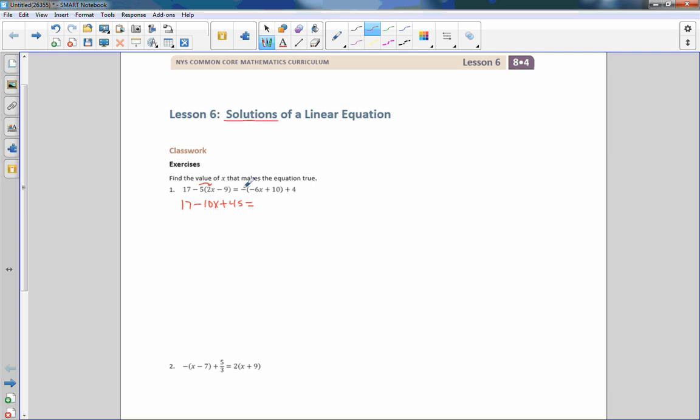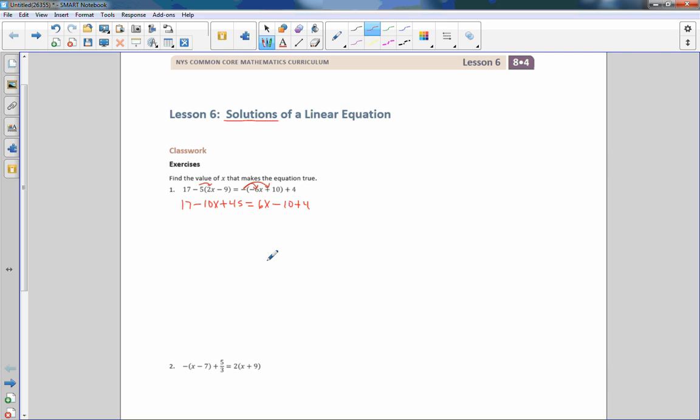Equals. A negative times a negative is positive, 6x. A negative is distributing here. A negative times a positive is negative, and 1 times 10 is 10. And then that is not distributed over to the 4, because 4 is not in the parentheses, so plus 4 is just tagging along. Okay, so there we go. Step 1, we got rid of the parentheses.